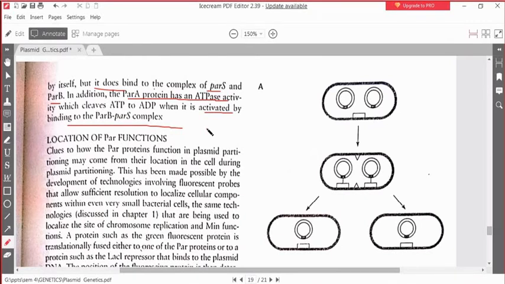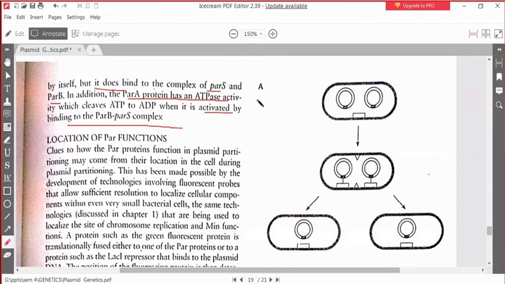Till now, we are not discussing how the partitioning phenomenon is happening. We are discussing only the proteins that are involved in plasmid partition. We have to understand the method by which the partitioning system is carried out, so that the two daughter cells must have the plasmid. So there are two models.